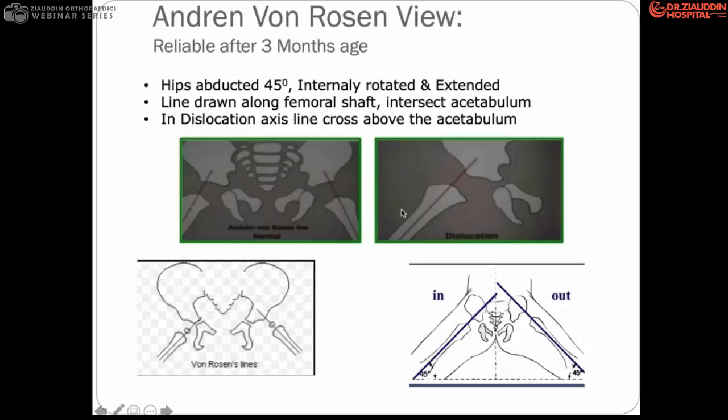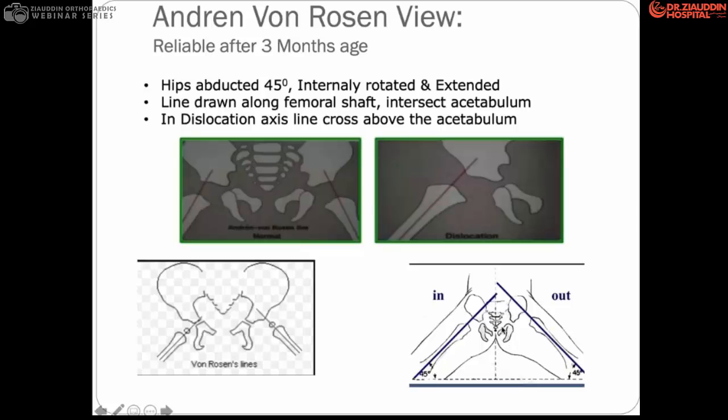When you draw an axis along the femur, this line normally should cross through the acetabulum at any point. Best is through the triradiate cartilage. It should cross through the triradiate cartilage, but even if it is crossing any portion of the acetabulum or the same side of the SI joint, then it is called normal. But if this line is out of the acetabular edge and crossing towards the other sacroiliac joint, then it is called a subluxed or dislocated hip.